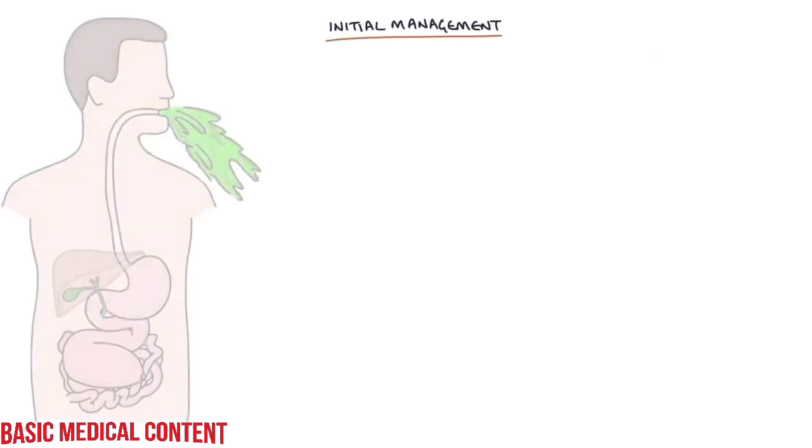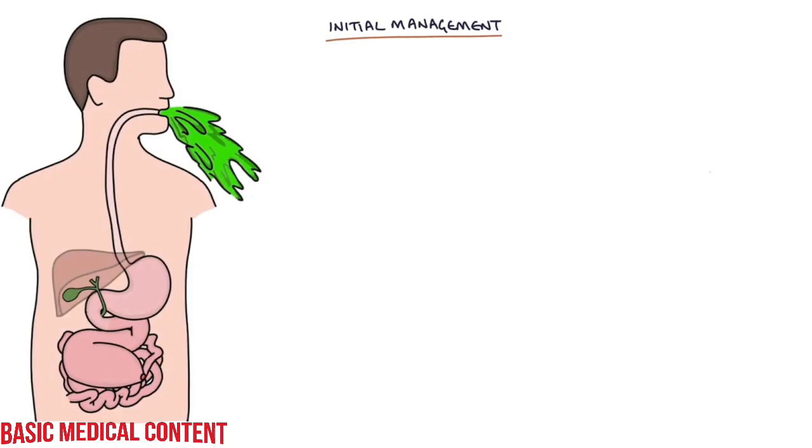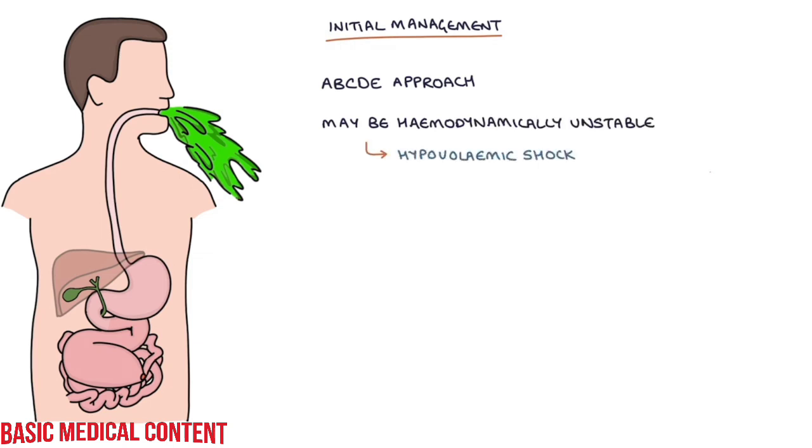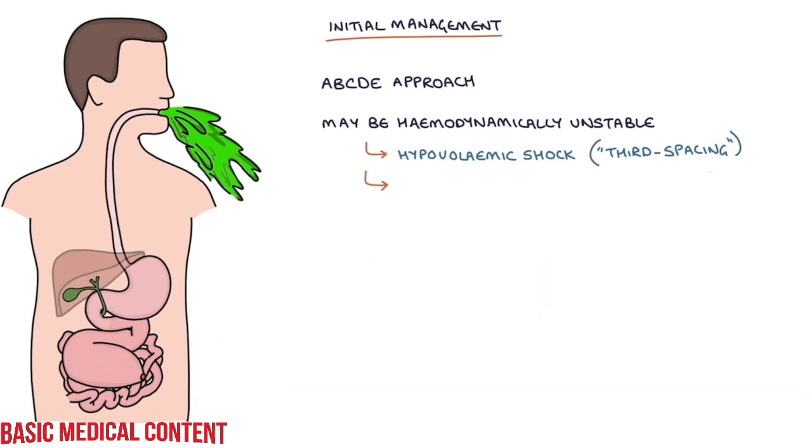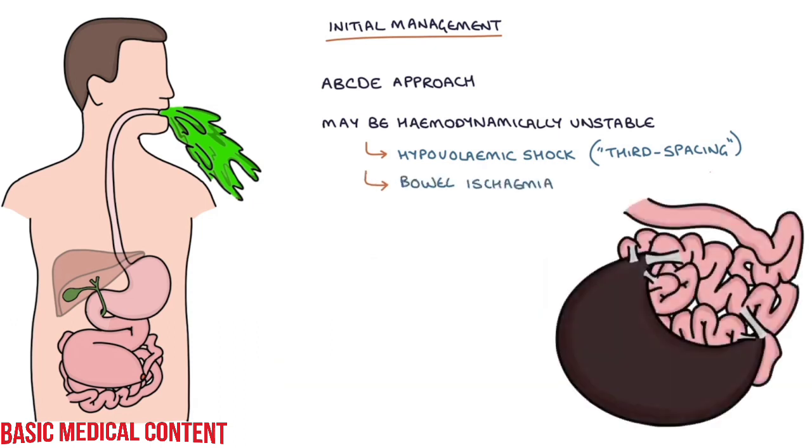Let's talk about the initial management of bowel obstruction. As with any unwell patient, start with an ABCDE approach. Patients with bowel obstruction may be hemodynamically unstable and require urgent intervention if they've developed hypovolemic shock due to fluid stuck in the bowel rather than the intravascular space. Remember, we talked about third spacing. Also look out for bowel ischemia, bowel perforation, or sepsis.